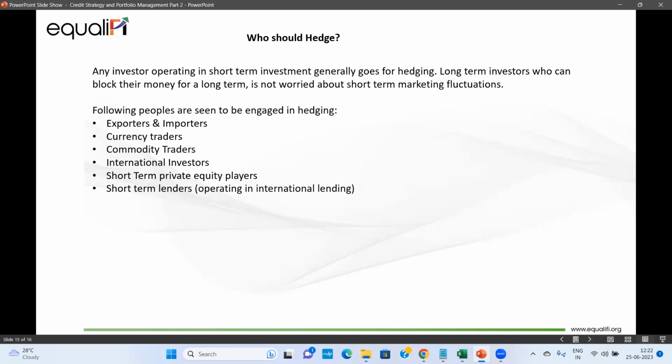Now, generally, who should hedge? Any investor operating in short-term investment generally goes for hedging. Long-term investors who block their money for a long term are not worried about short-term market fluctuations. So it is mainly the short-term investors who should hedge. In the long term, generally your fluctuation gets countered with time. Exporters and importers who have to deal in currency, forex, they do hedge. Also currency traders, commodity traders, international investors, short-term private equity players, and short-term lenders operating in international lending. So suppose you are lending to a firm based out of Dubai, or a firm based out of USA, that too on a short-term basis. At that time you should ideally go for hedging, right?